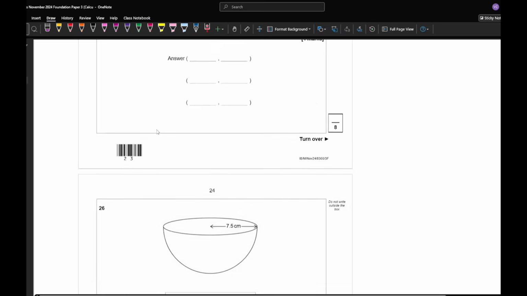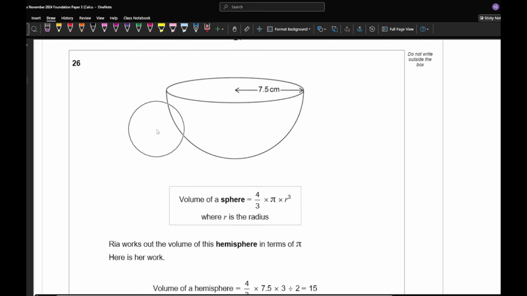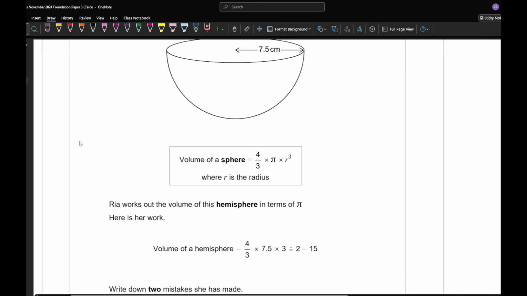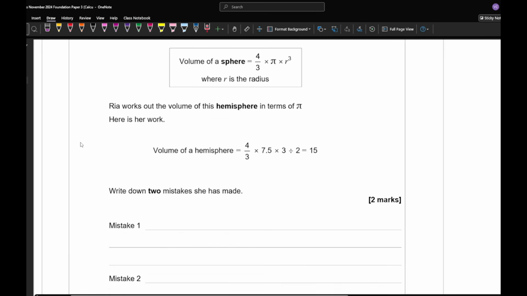Then moving on to question 26, it says that Ria wants to work out the volume of the hemisphere in terms of pi. Here is her work, in which we've got the formula of a sphere. So a hemisphere is going to be half of that. And it says write down 2 mistakes that she has made. So the 2 mistakes that she has made in terms of using the formula.